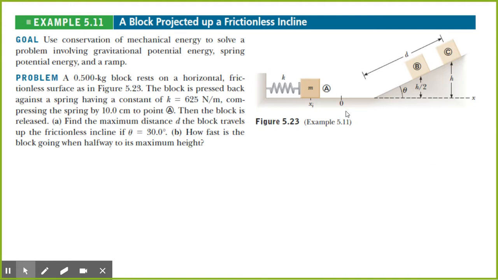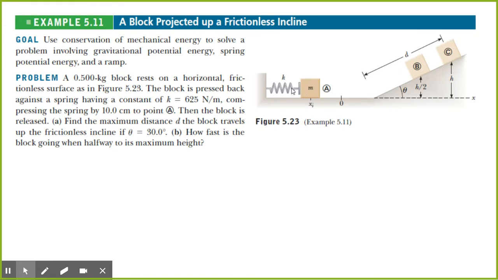So the problem is that we've got a block here. It's at rest on a horizontal frictionless surface as in the figure. The block is pressed back against a spring having a spring constant of 625 newtons per meter. It's compressing the spring by 10 centimeters to point A, and then the block is released. Find the maximum distance d the block travels up the frictionless incline if theta is 30 degrees, and how fast is the block going when it's halfway to its maximum height.